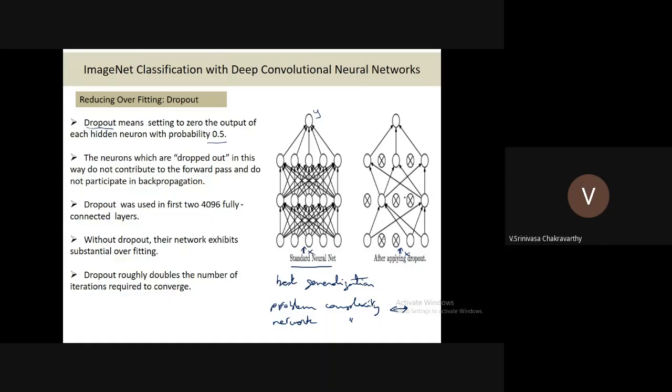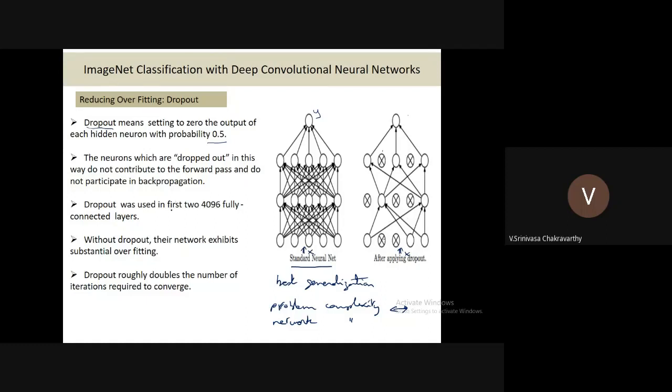So in the forward pass, you knock off these neurons and you don't use them. They don't participate in the computation. Even during backprop, when you find the error here and backpropagate it, you basically use this neuron output to be 0, and accordingly you calculate the weight updates.